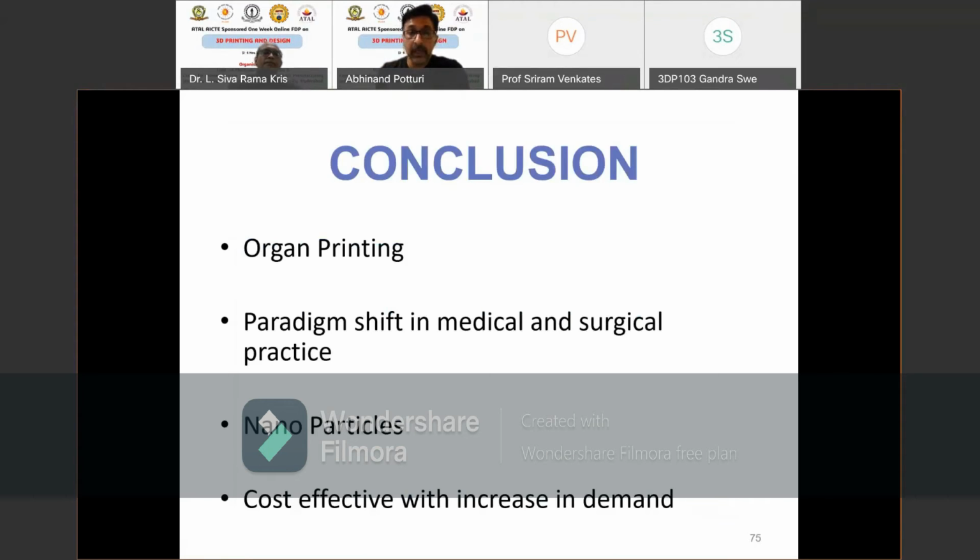So that's what I was saying. Organ printing: many institutes, including IIT Hyderabad, I'm sure many of you are aware, have their own incubating center with an organ printing facility where they are working on these kinds of things. I know a few of my own colleagues who are pursuing PhDs in that department. The point here is that the entire medical and surgical practice will undergo a paradigm shift with this 3D technology.